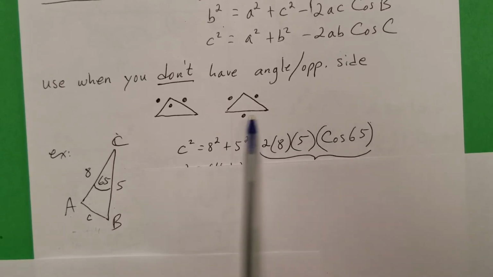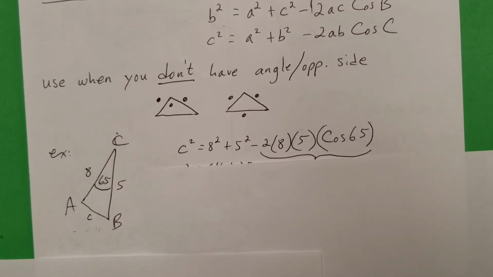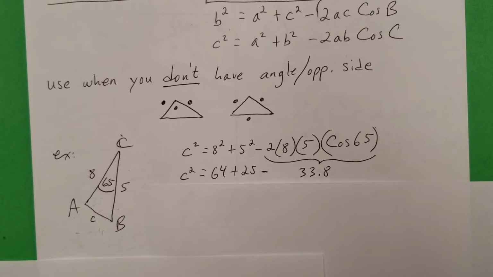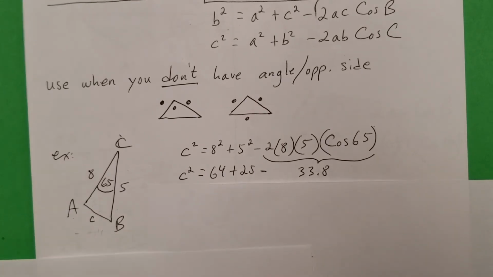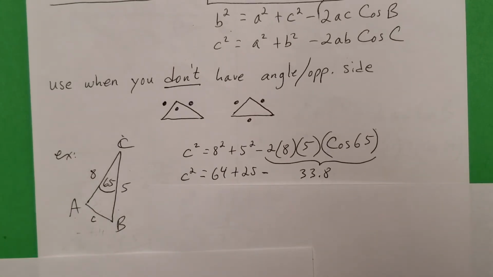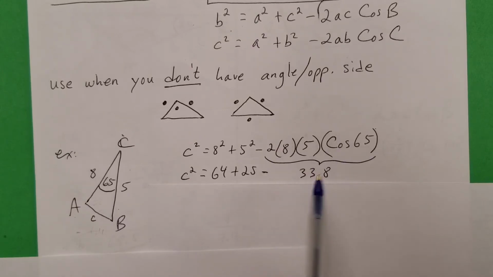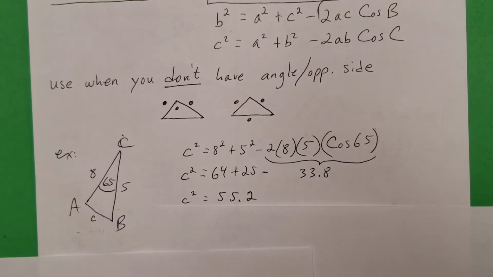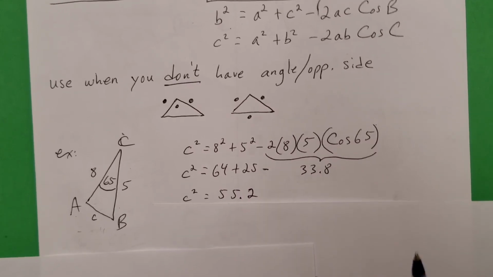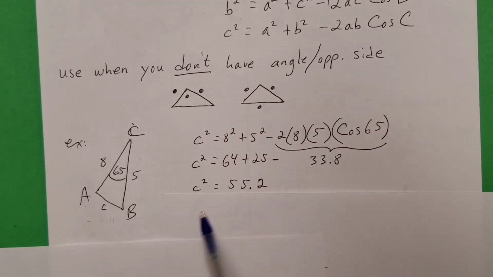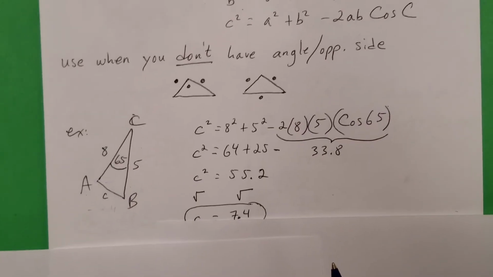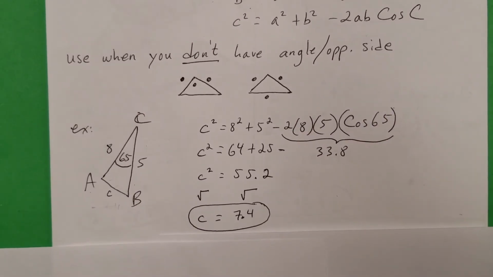You can put all of this carefully in the calculator, press equal or enter, and you'll get the answer. Here I took a couple of steps to do it. Okay, so you multiply this, you get 33.8. 64 plus 25 minus 33.8 comes out to 55.2. That's not the answer because we're looking for C. This is C squared. So square root both sides and we get C equals 7.4.